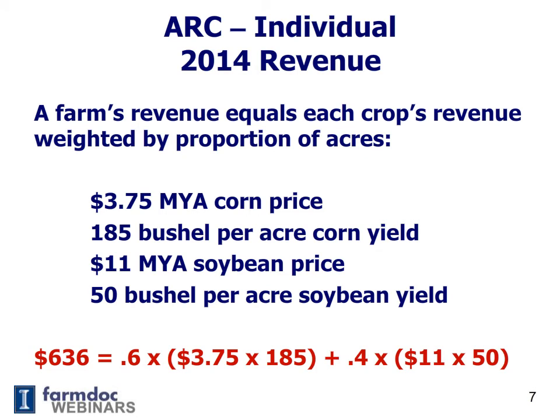In 2014, if the market year average price for corn is $3.75, the farm has a 185 bushel per acre corn yield. Market year average price for soybeans is $11 and a 50 bushel per acre soybean yield. Revenue on this farm would be $636. Again, we're taking the market year average price times the yields, and we're weighting that by acres in each one of those crops. $636 is the revenue for this farm.